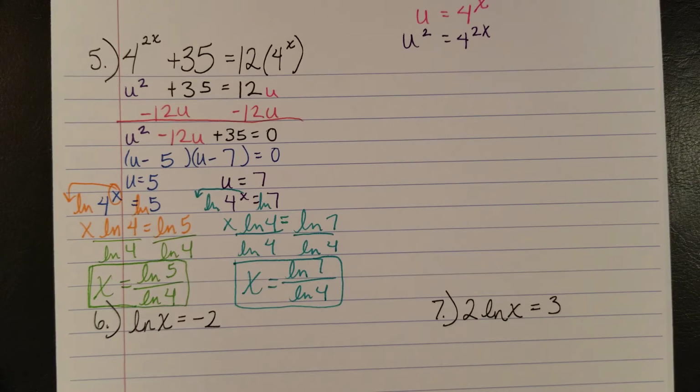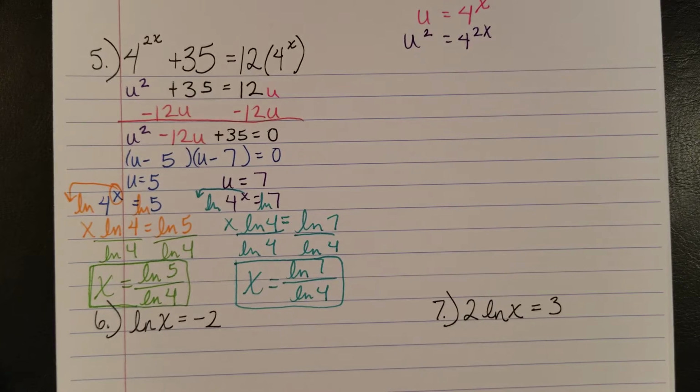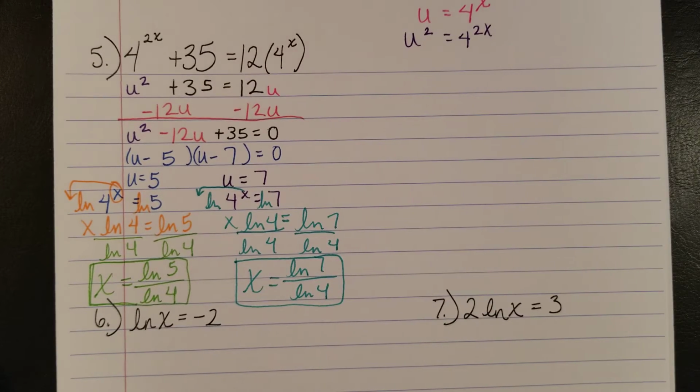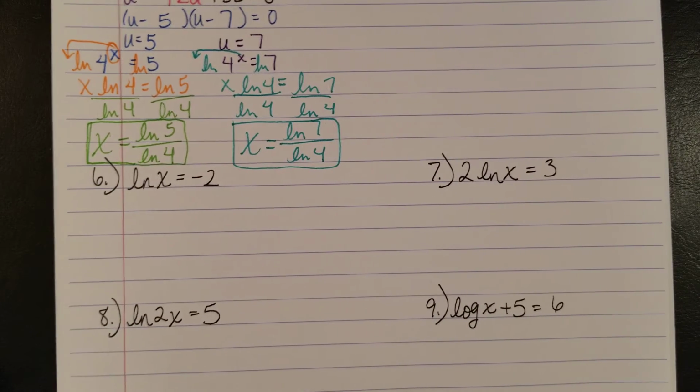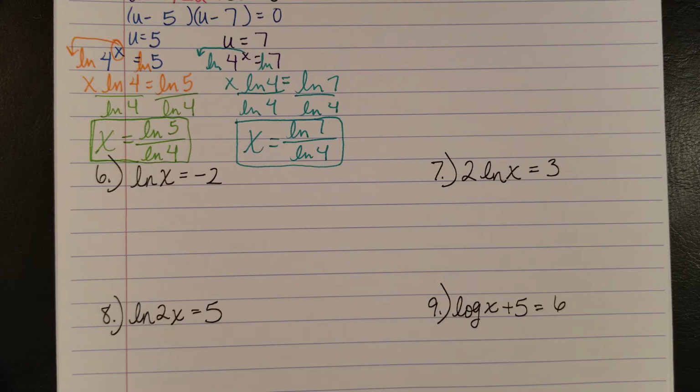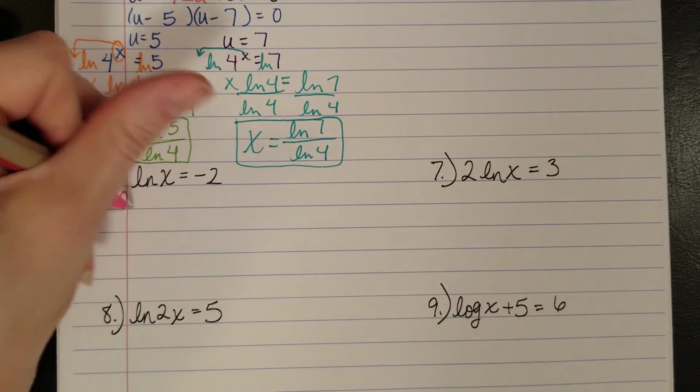All right, so now we're going to switch over to some equations that are starting off with log. All right, so number 6 says ln of x equals -2. This is kind of similar to what we did in section 4.3 when we did log equations. Basically, since I know the base of the natural log is e, I put a big E here and here.